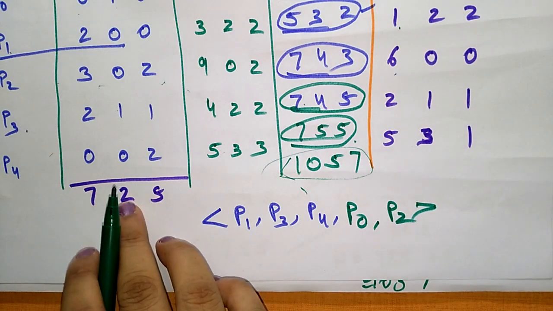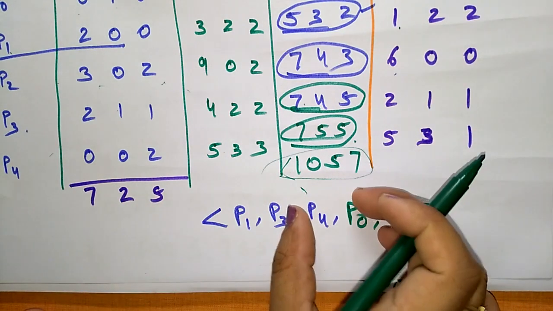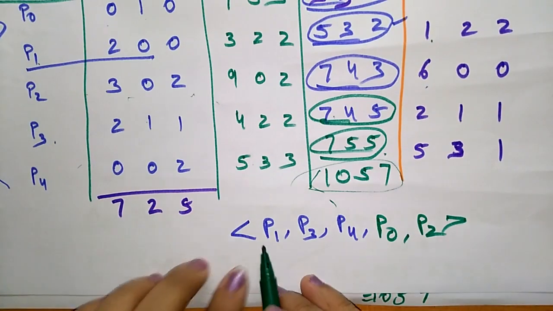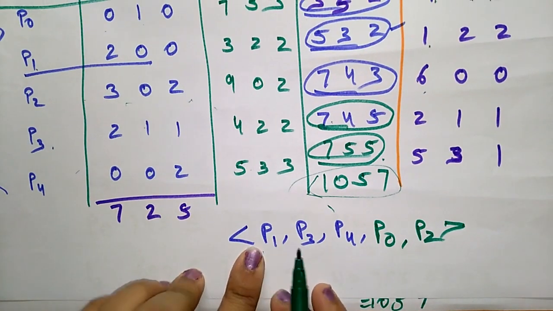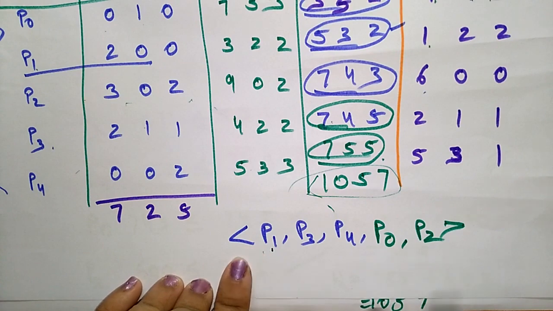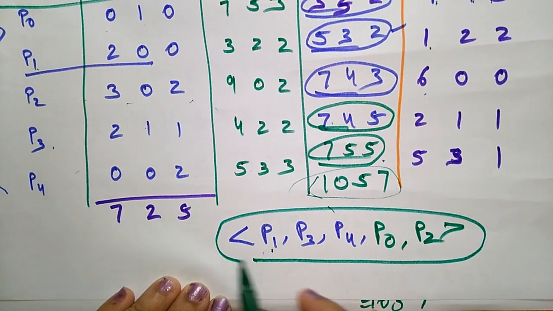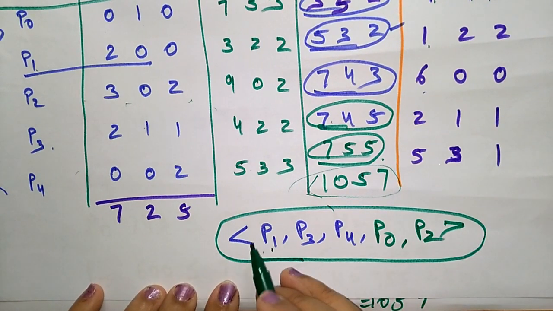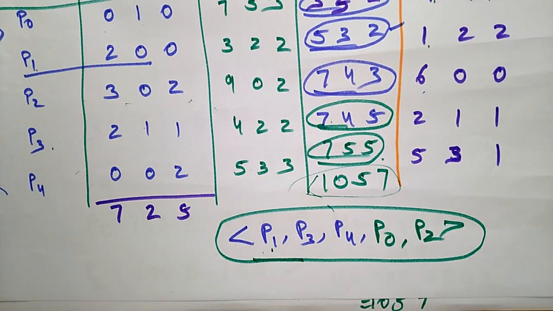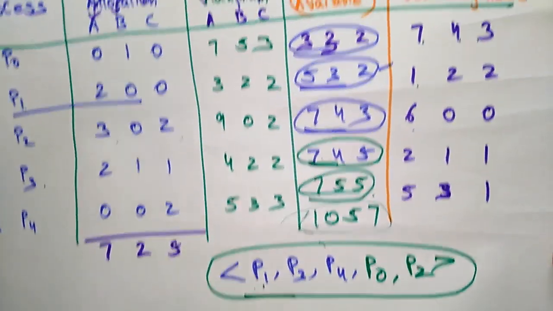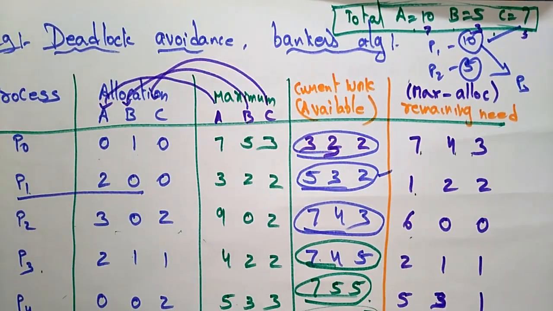All processes have entered into the safe sequence by using the resource allocation. With the help of the current work available, the processes are executed in this sequence. This is a safe sequence, a safe state. If you execute all these 5 processes in this sequence, deadlock will not occur. So this is how we can find out the order in which processes execute in a system by using Banker's algorithm to avoid deadlock. Thank you.